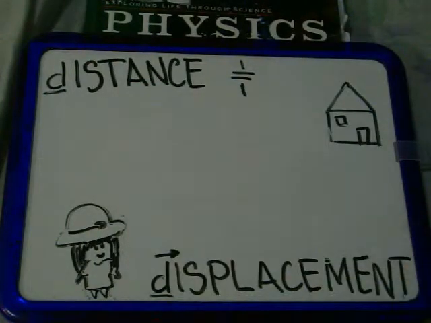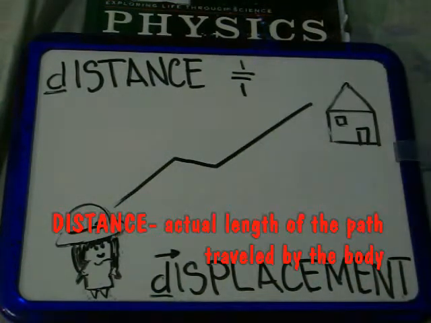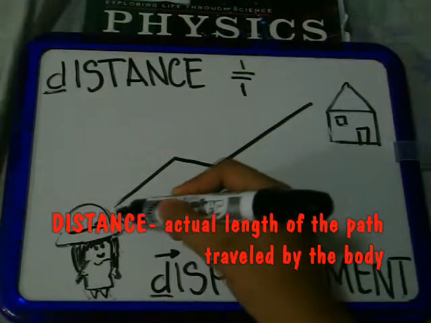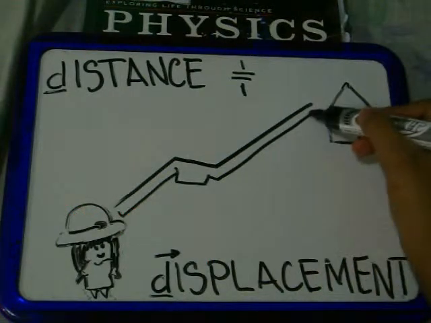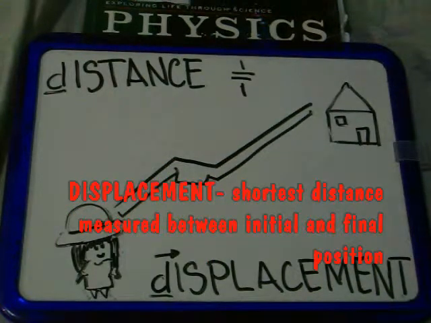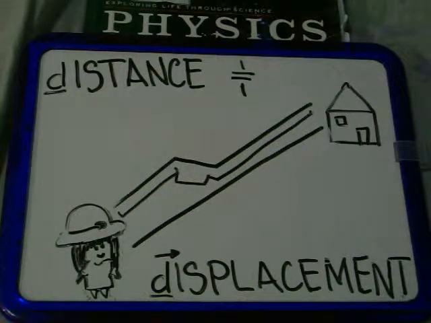For example, a girl is about to walk to reach her destination. If this girl will move like this, what is the distance and displacement? This will be the distance, or the actual length of the path traveled by a moving body in a given interval of time. But what is displacement? It is the shortest distance measured between initial and final position. If there are infinite numbers of paths from the initial to final position in distance, there is only one possible path in the case of displacement.